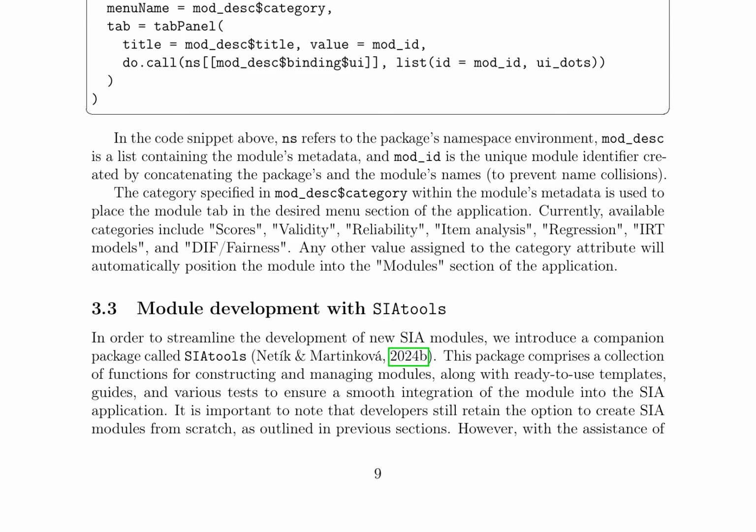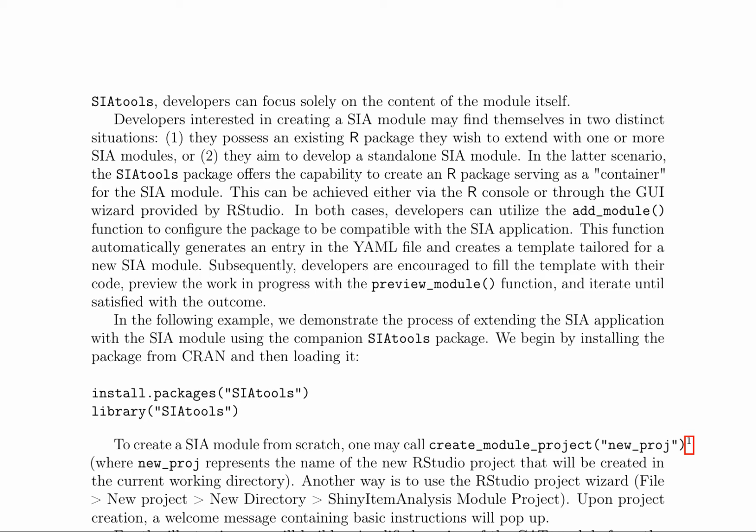The UI function of the module is called in a similar fashion, but inside Shiny's appendTab function, which appends a new entry to the correct menu. The category specified in mod_desc$category within the module's metadata is used to place the module tab in the desired menu section of the application. Currently, available categories include scores, validity, reliability, item analysis, regression, IRT models, and DIF, fairness.